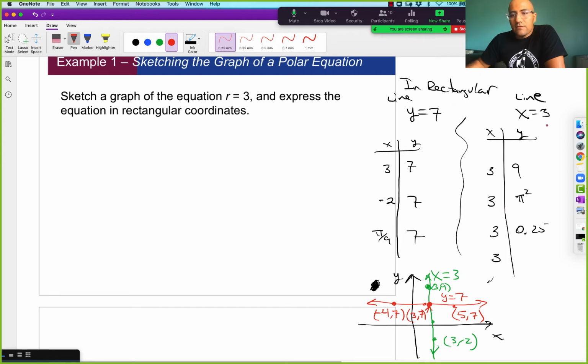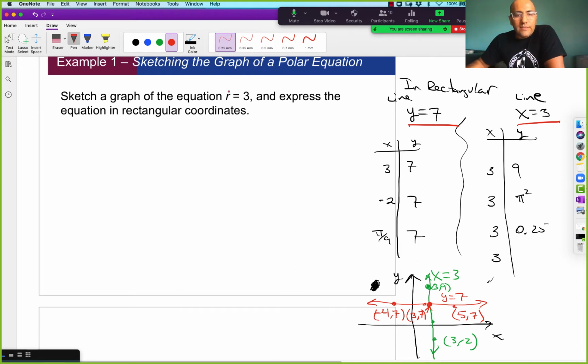And then these two are kind of unusual cases, right, in rectangular, when they just equal a single number. And it's such a simple looking statement that it looks really confusing. Like, what do you mean y equals 7? How am I supposed to graph y equals 7? So it just takes a little bit of thinking of what that means.